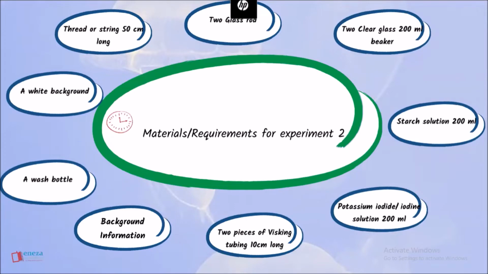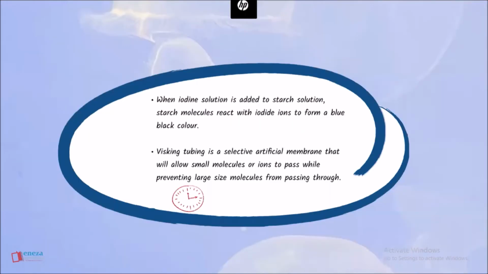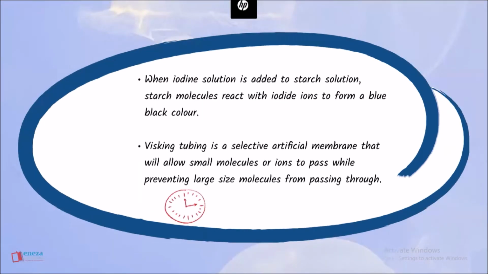We are going to the next experiment. There is a brief background information to the next experiment. So in this experiment, we are going to require some materials, but first let us just explain the background towards this experiment. When iodine solution is added to starch solution, starch molecules react with iodine ions to form a blue-black color.